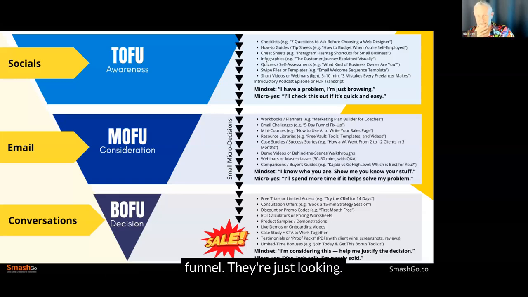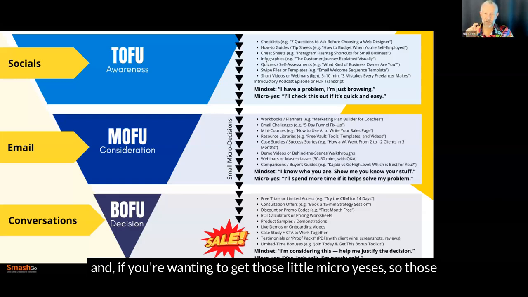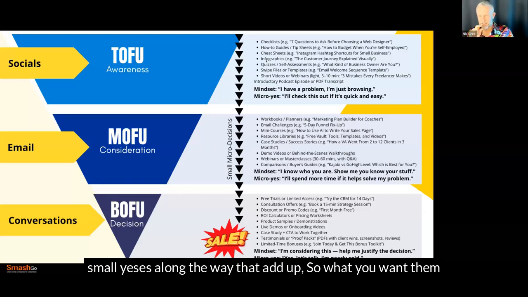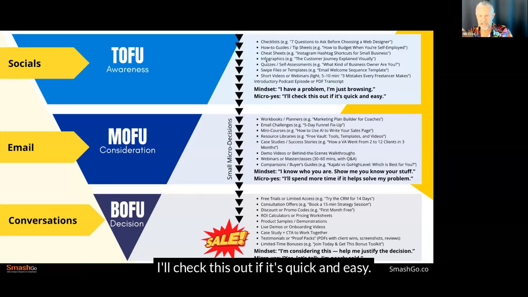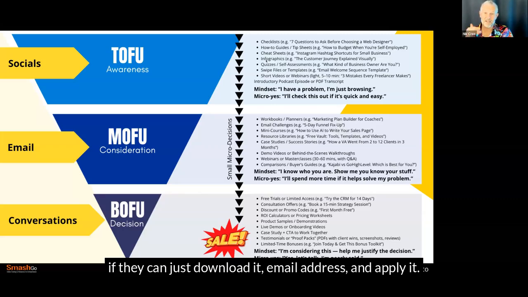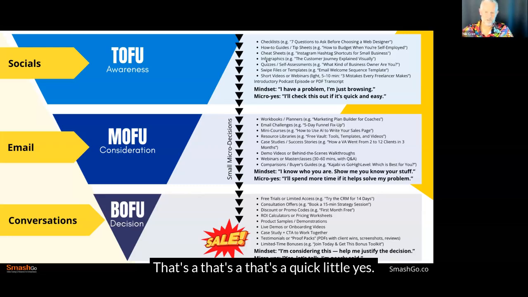They're just looking. And if you're wanting to get those little micro yeses, so those small yeses along the way that add up, what you want them to say is, look, I'll check this out if it's quick and easy. If they can just download it, email address, and apply it, that's a quick little yes.